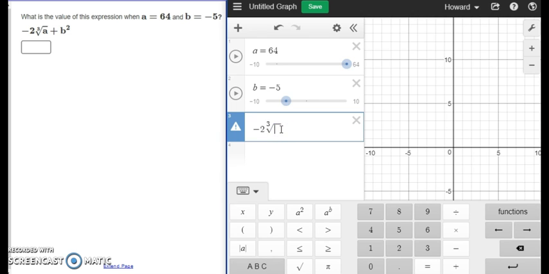I hit to go inside the cube root. I want a. Press to the right to get out. Again, if you don't hit the right to get out, you're going to be stuck inside. Press to the right to get out. Plus, we've got b to the second power. My answer here is 17.